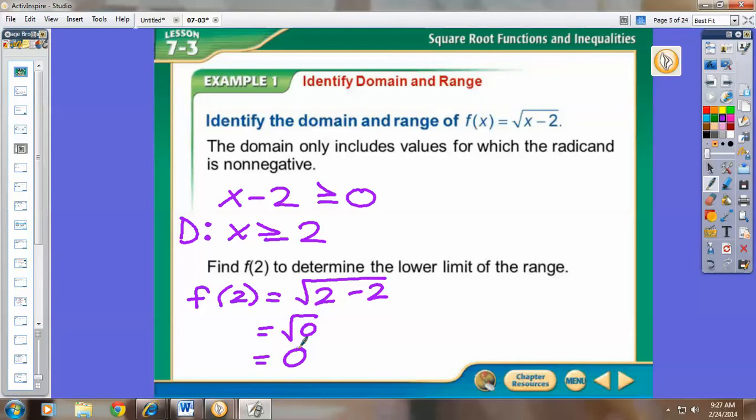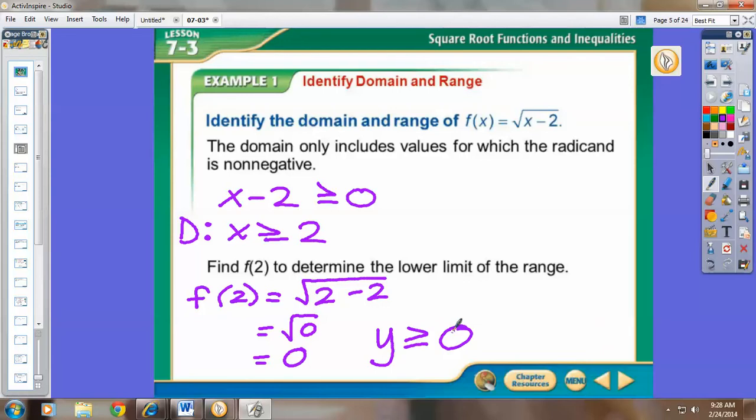What's another value I can put in? What if I put in 6? 6 minus 2 is 4. The square root of 4 is 2. So this would be the smallest value, correct? So I'm going to say that my output, which is y, is going to be greater than or equal to 0.